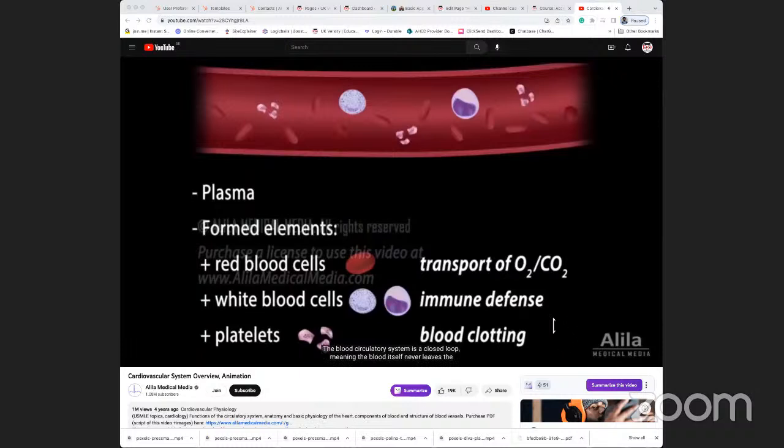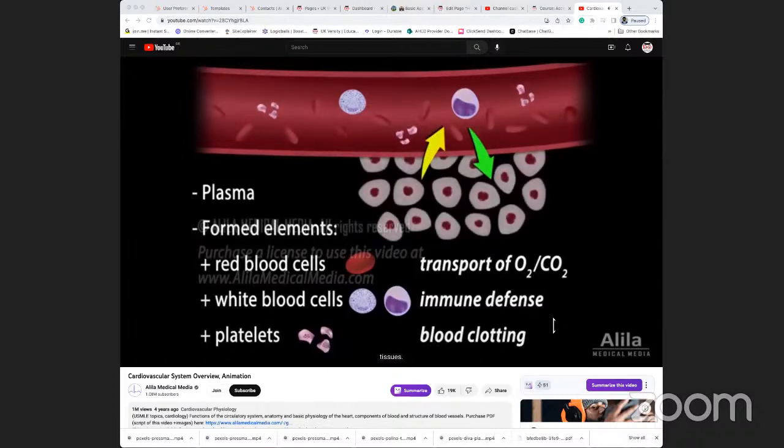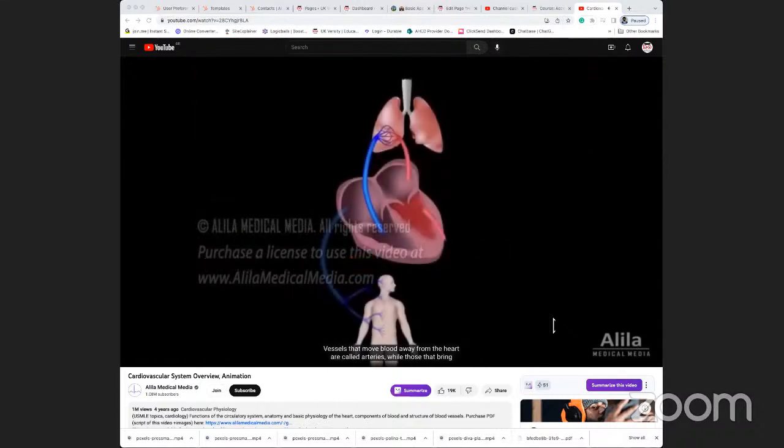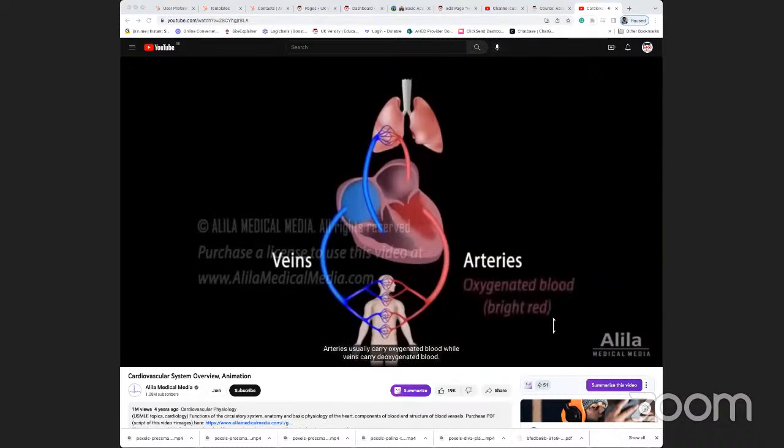The blood circulatory system is a closed loop, meaning the blood itself never leaves the vessels. Instead, substances diffuse through the walls of blood vessels to move to and from the surrounding tissues. Vessels that move blood away from the heart are called arteries, while those that bring blood back to the heart are veins. Arteries usually carry oxygenated blood, while veins carry deoxygenated blood.